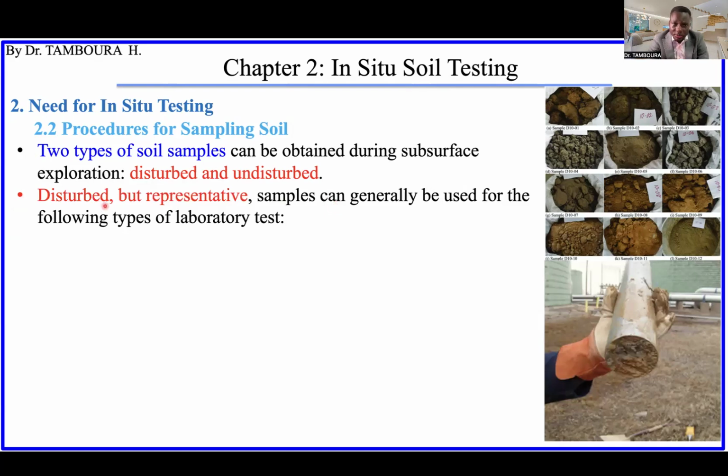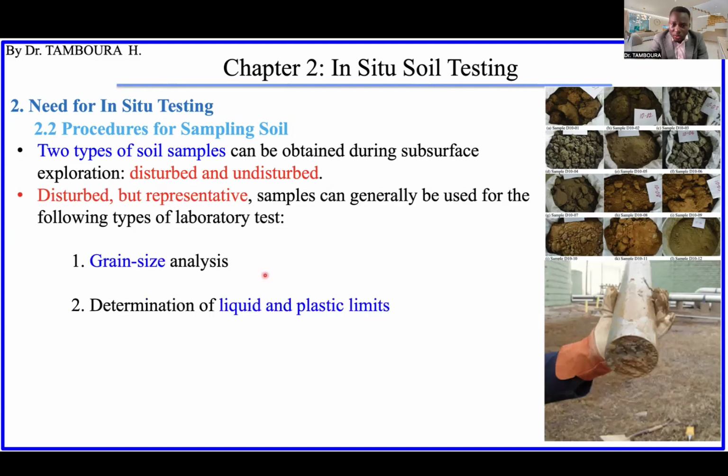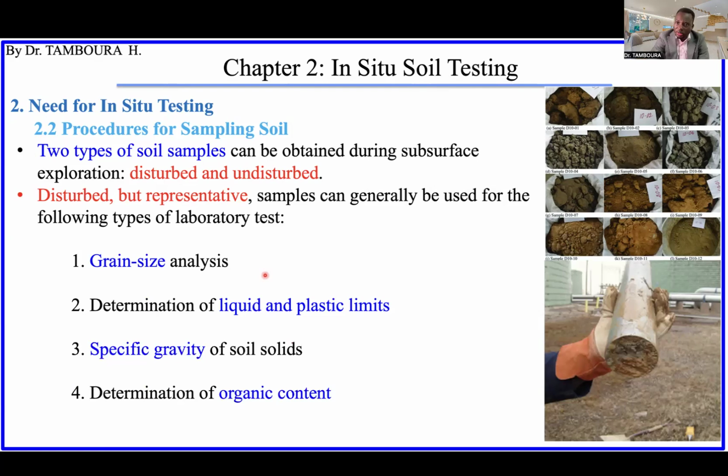So for the disturbed sample, this one, or the SPT one, for example, they are disturbed, but they are still representative. This kind of sample can generally be used for the following lab tests. I think I have already explained that. You can use it for grain size analysis, for granulometry. You can use it for the liquid and plastic limits, the Atterberg limits. You can use it also to obtain the specific gravity of soil, the organic content of soil, and soil classification.